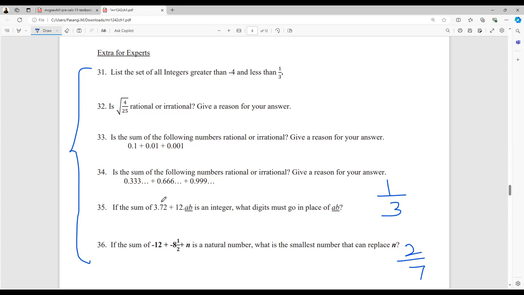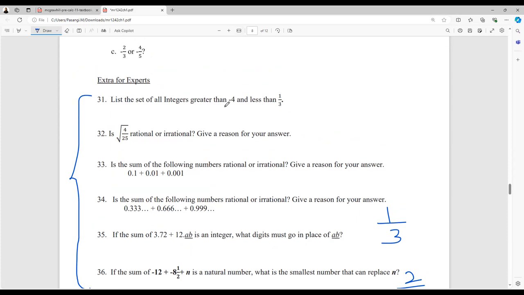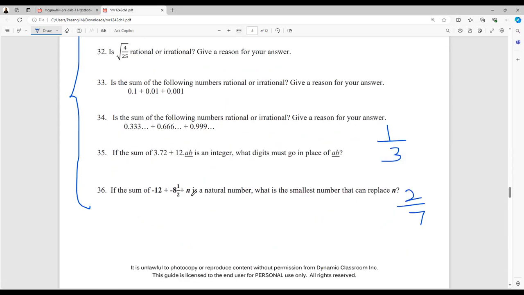So if the sum of 3.72 plus 12.AB is an integer, what digit must go in place of AB? So what's the answer you received? 28. 3.72 plus 12.28.